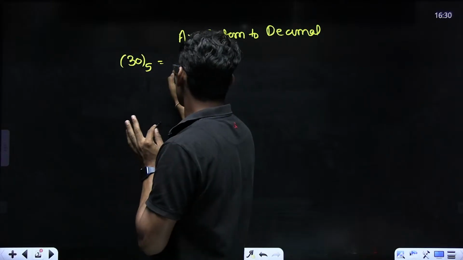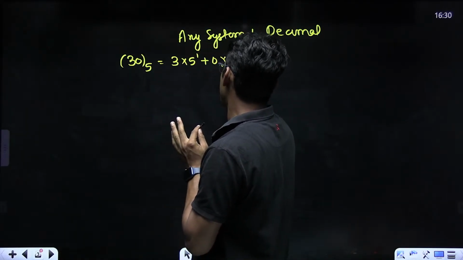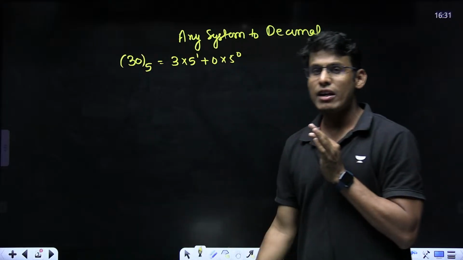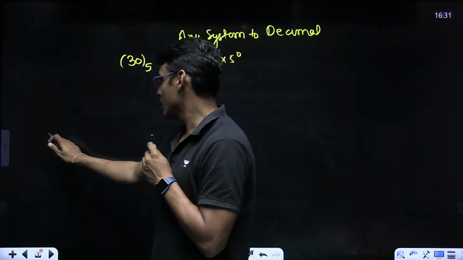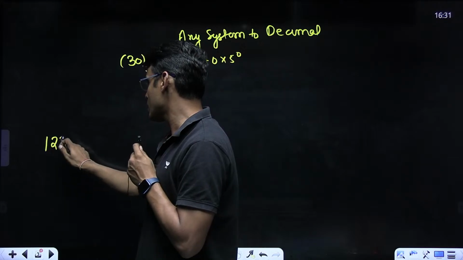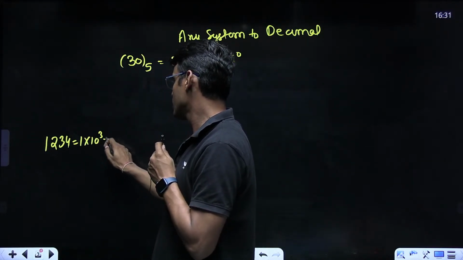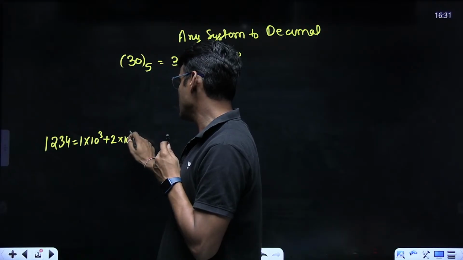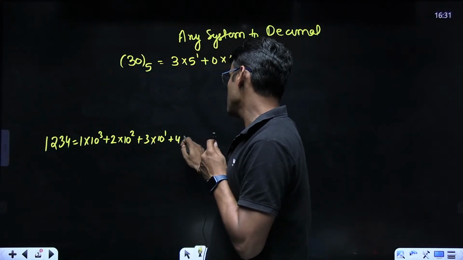All you have to write is 3 into 5 to the power 1 plus 0 into 5 to the power 0. This is the way we expand the numbers. So I think in your junior classes, you must have written this number in expanded form like this. Right? We are assigning place values to each digit.